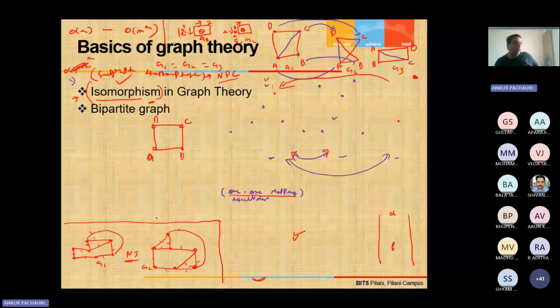Now the second concept that I'm going to explain is the bipartite partition. That will be useful when you deal with a multipartite graph. This concept will be useful when you are dealing with knowledge graphs or heterogeneous graphs.